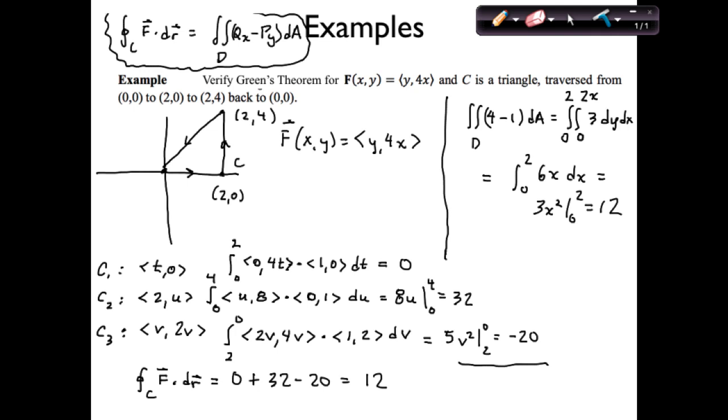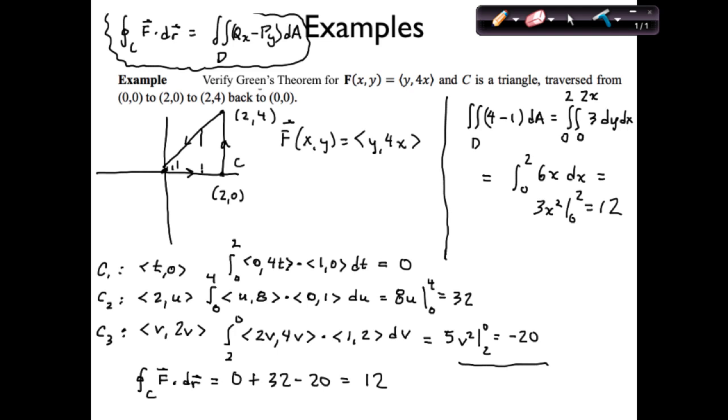And then for the double integral, the partials are 4 minus 1, Q_x minus P_y ends up being 3. And then you can do what? Type 1, type 2, or polar, right? I did type 1, integrating from 0 to 2x, and then accumulating from 0 to 2. Good? And we got the same thing, right?